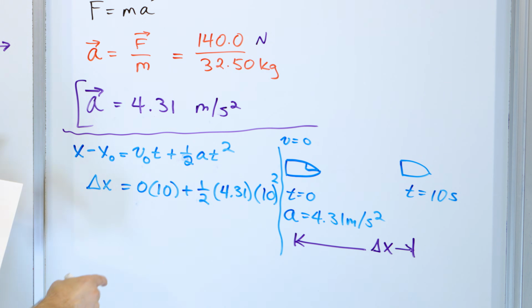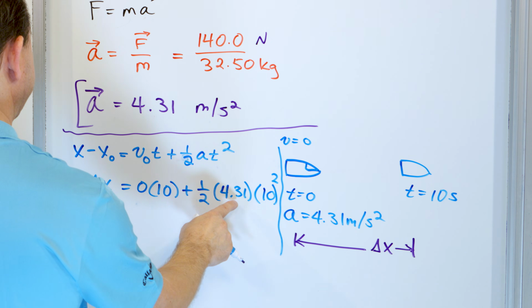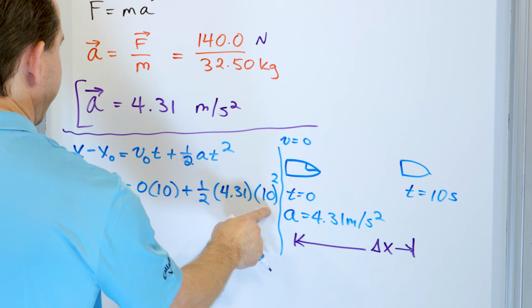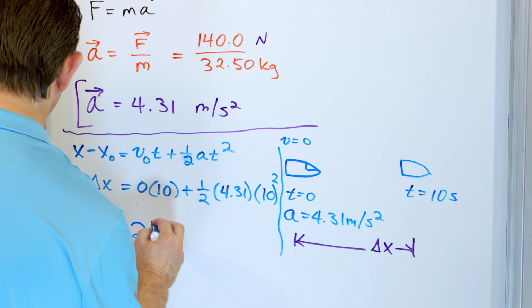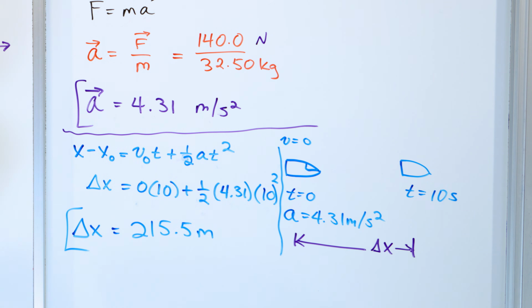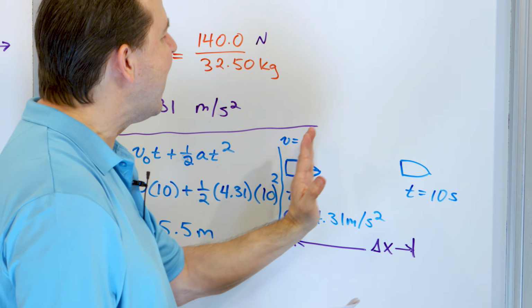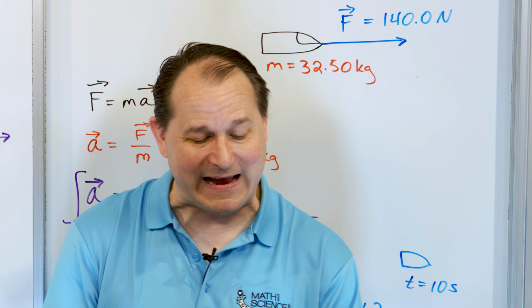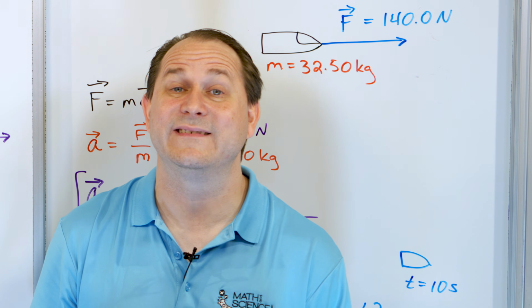So sorry about the collision here on the right-hand side. What you have is, this is going to become 0. And then you have 1/2 times 4.31 times 10 squared. That's going to be 100 times this times this. You're going to get 215.5 meters. That's the distance traveled, because we're assuming the ship is at rest, starting at some starting position. How far did the ship move? That's exactly what was asked: how far away is the ship if the total trip took 10 seconds?